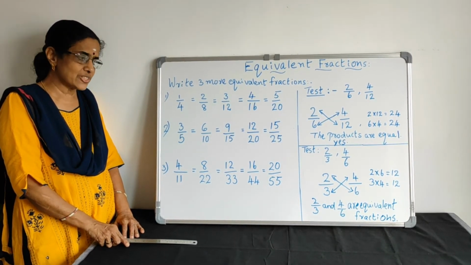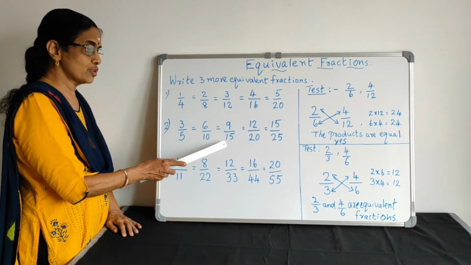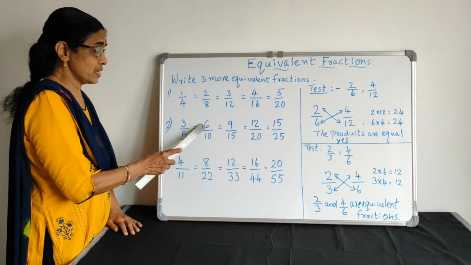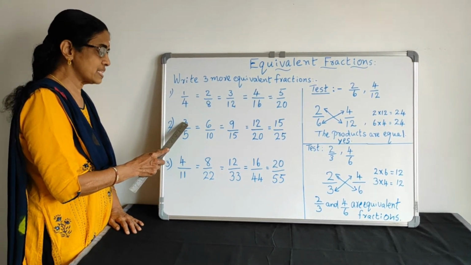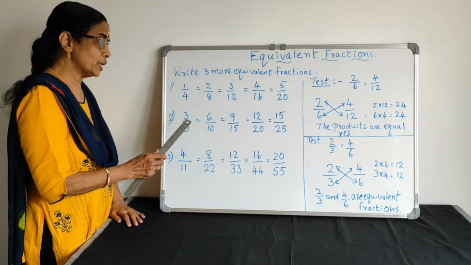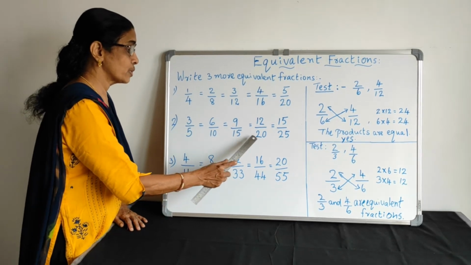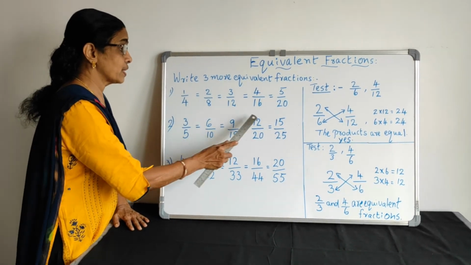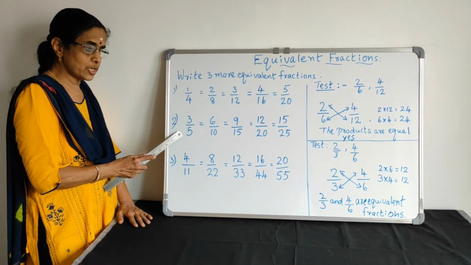We are going to check our answers. It is given 3 by 5 equal to 6 by 10. We are going to write 3 more fractions. 3 times 2 is 6. 5 times 2 is 10. We are going to write continuously. So I am multiplying by 3. 3 times 3 is 9. 5 times 3 is 15. Now I am going to multiply by 4. 3 times 4 is 12. 5 times 4 is 20. Now I am going to multiply by 5. 3 times 5 is 15. 5 times 5 is 25. So they are equivalent fractions.